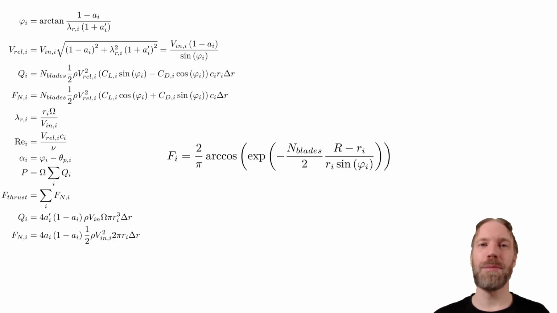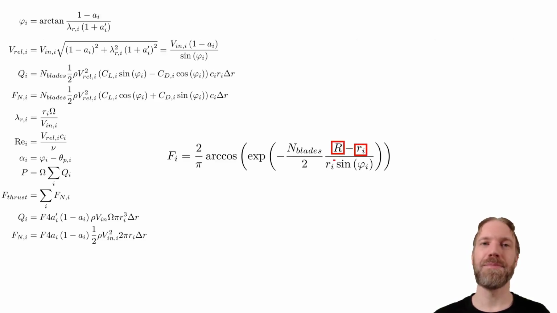To include this into our model, we must update the momentum expressions. We do this by simply multiplying with F, starting with the equation for the torque. Do the same for the thrust force. The given correction is only for the tip vortices, which are the most important ones. To create an equation for the root vortices, use the following values for the radius instead. Let's restore the equation.